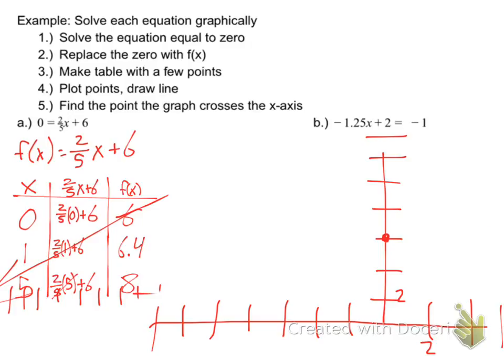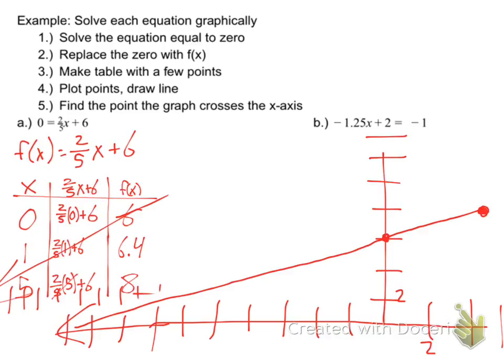Try it again. Better? Okay. And then something like this. So remember, we're going by 2s, right?